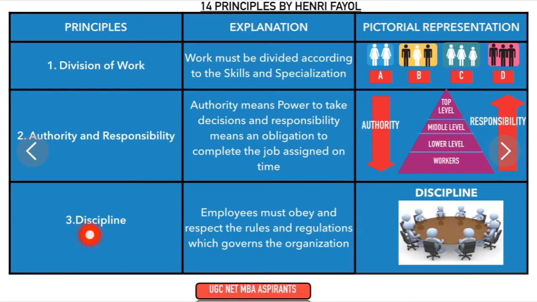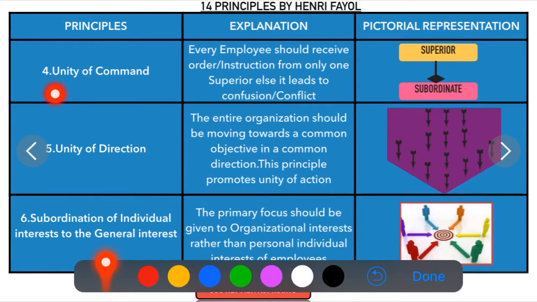Coming to the third one, which is discipline. The employees must obey and respect the rules and regulations which govern the organization. For example, if smoking is not allowed inside the organization campus, then the employees must obey such rules and regulations. Coming to the fourth one, the unity of command, where every employee should receive orders or instructions from only one superior or one boss, else it leads to conflict or confusion. So for one subordinate or one employee, there should be one boss or one superior. That is called unity of command.